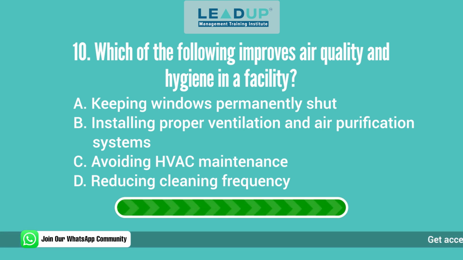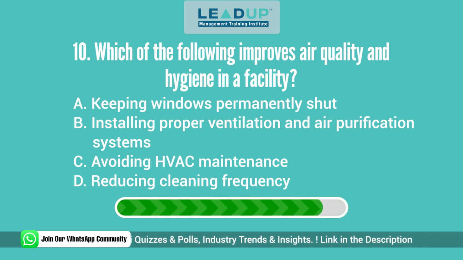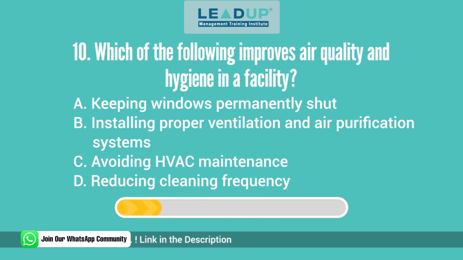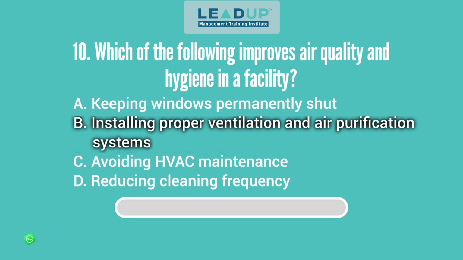Question 10. Which of the following improves air quality and hygiene in a facility? A. Keeping windows permanently shut. B. Installing proper ventilation and air purification systems. C. Avoiding HVAC maintenance. And D. Reducing cleaning frequency. Answer: installing proper ventilation and air purification systems.